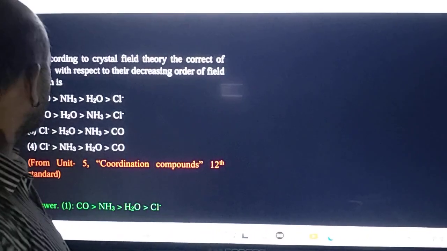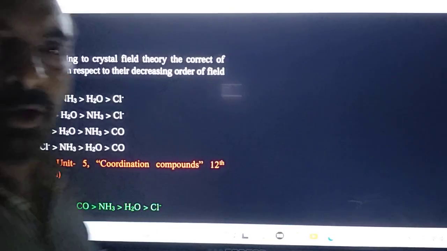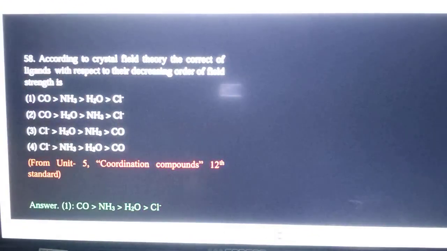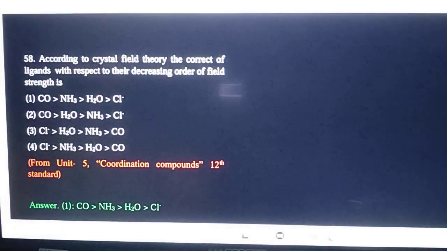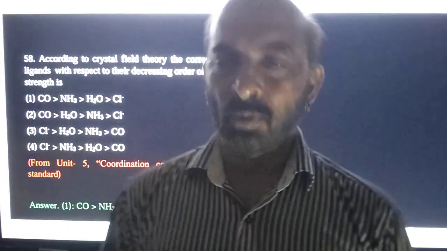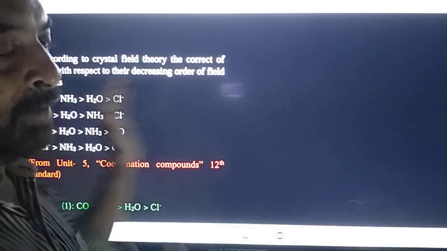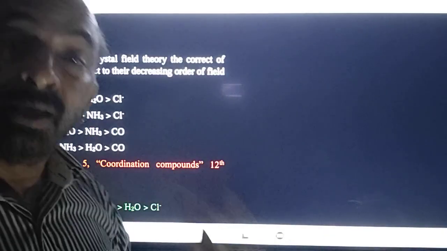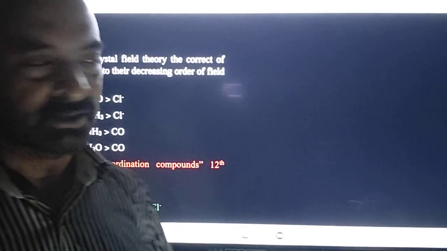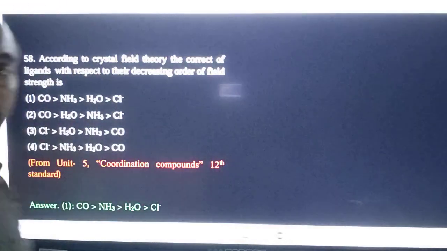The next question, question number 58. According to crystal field theory, the correct order of the ligands with respect to their decreasing order of field strength is. See, this is a direct question from coordination chemistry where you have to learn a systematic order of ligating power of various ligands, and you have to make that by heart.